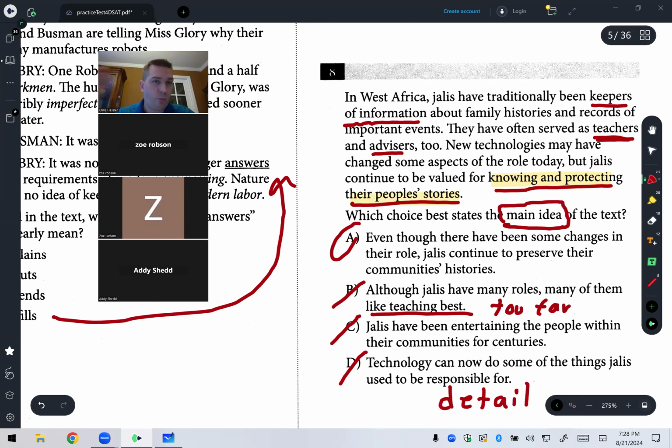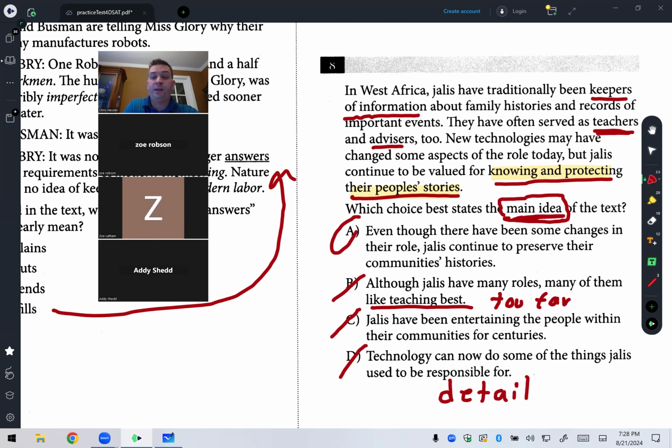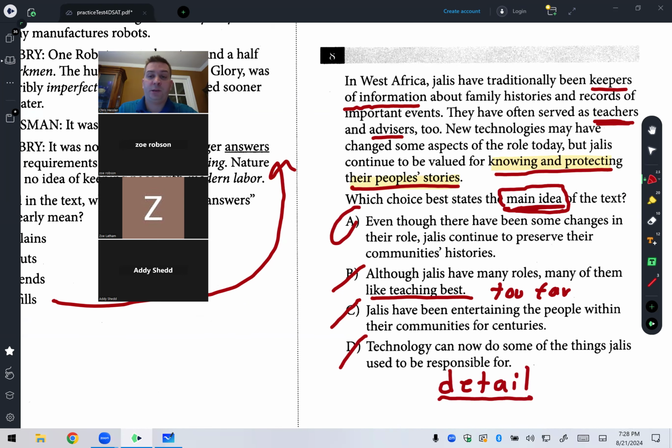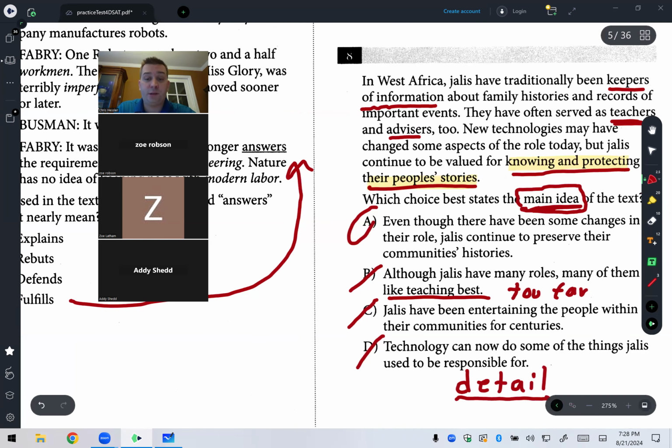So just watch out if you're taking this test on Saturday and you're reading the answer choices and they want to know about the main idea, don't select a detail. And this is a prime example of a detail. It's factually true according to the passage. I know the technology can now do some of the things Jollies used to be responsible for. But that's not the main idea of this text. That's really just a detail. So watch out for main idea versus detail.